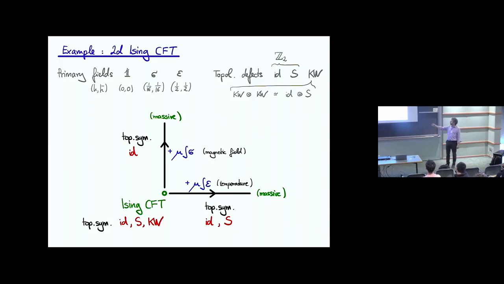You could do some combination of these, but then the more relevant one would win. So you can now compute what is the topological symmetry which is preserved by each of these. Now, if you do the temperature perturbation, so the perturbation by epsilon, this relation from the previous slide, let me go back.